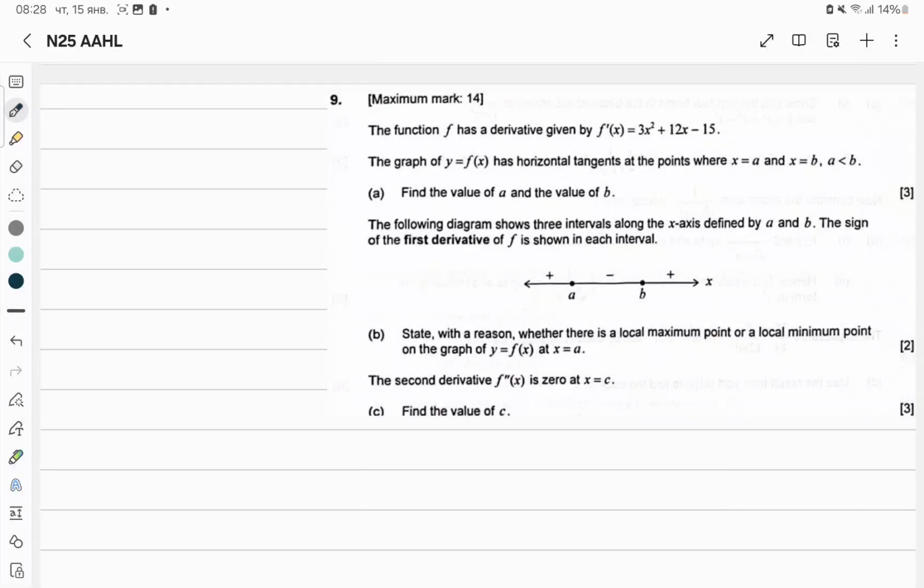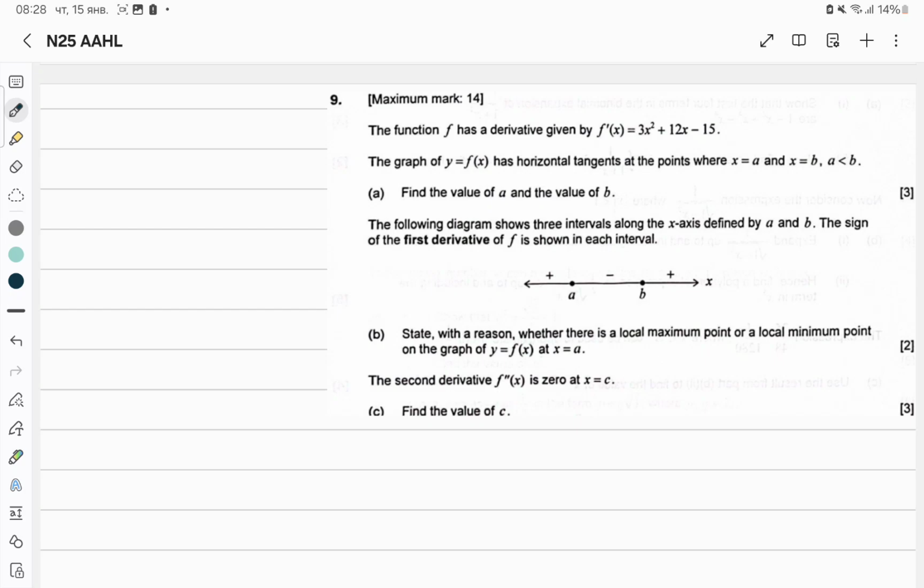Hello, in this question we are going to consider the past paper November 2025 Analysis and Approaches High Level Paper 1 Section B question number 9. There are 14 marks total and obviously the question is based on calculus.